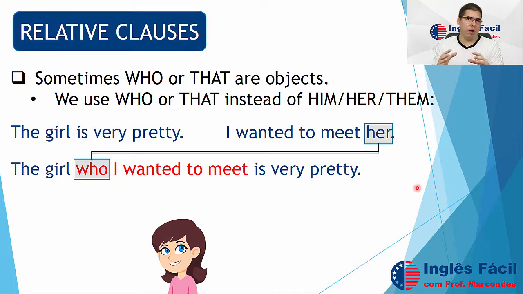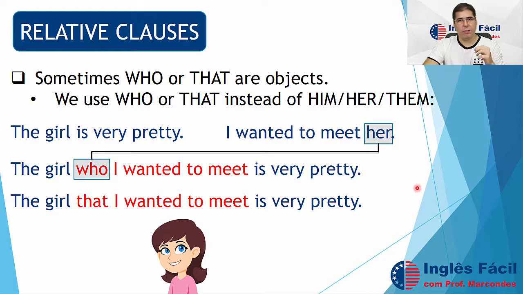So, no problem, it's very similar, but I'm going to tell you a little bit more, because there is one slight difference when it is the subject and when it is the object, okay? We'll talk about that in a few moments. Now, another possibility, of course, would be to use that instead of who, correct? So the girl that I wanted to meet is very pretty. In this case here, same thing, I just used that to replace her.